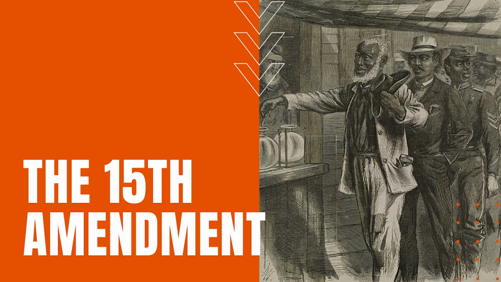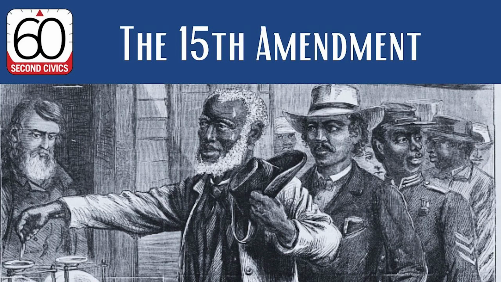Ratification was not easy. Southern states resisted, fearing the loss of white political control. However, under Reconstruction policies, Southern states were required to ratify the amendment before being readmitted to the Union. Many did so reluctantly. By February 3, 1870, the required 3/4 of the states had ratified the amendment, making it law. For a brief period, the 15th Amendment transformed American politics.